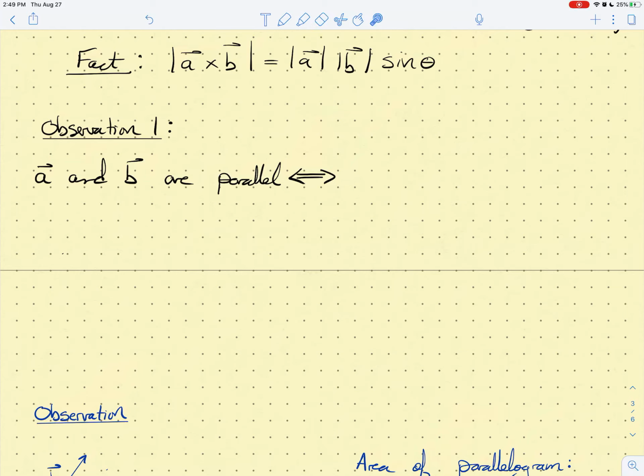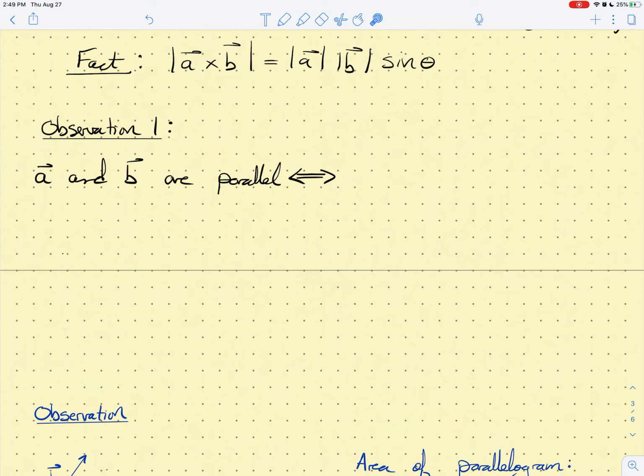All right, so in the last video we learned this interesting fact. The length of the cross product of A and B is equal to the length of A, length of B, times sine theta, where theta is the angle between A and B. So I want to think through the significance of this with you. Sometimes the significance of these things can not be obvious at first glance.